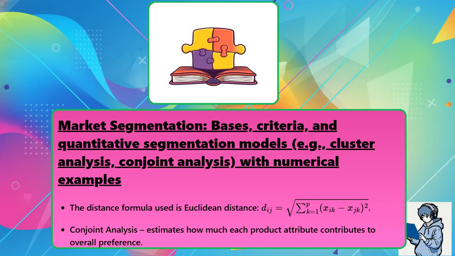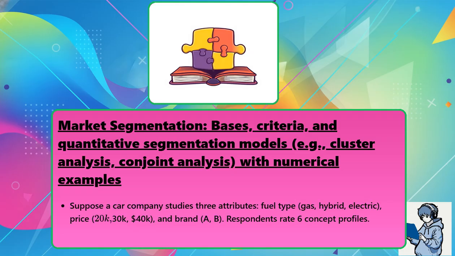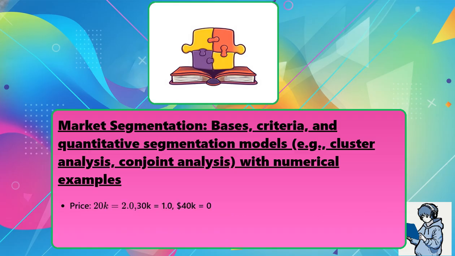Conjoint analysis estimates how much each product attribute contributes to overall preference. Suppose a car company studies 3 attributes: fuel type: gas, hybrid, electric; price: $20,000, $30,000, $40,000; and brand A or B. Respondents rate 6 concept profiles. Fuel: gas equals 0, hybrid equals 1.2, electric equals 2.1. Price: $20,000 equals 2.0, $30,000 equals 1.0, $40,000 equals 0. Brand: A equals 0.5, B equals 0.